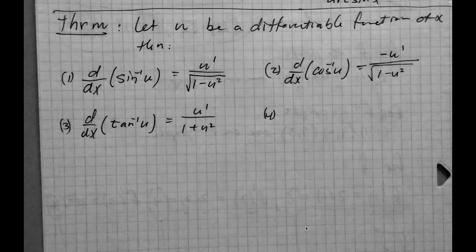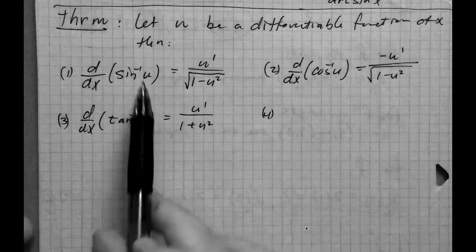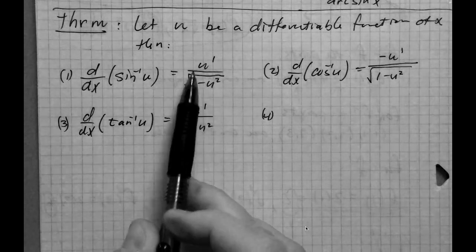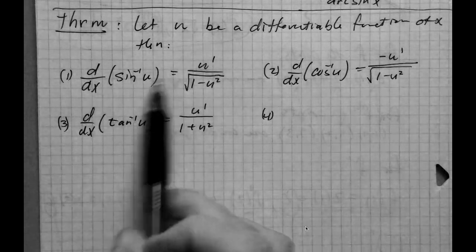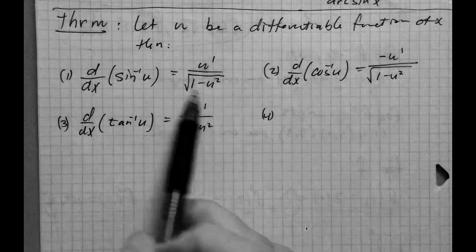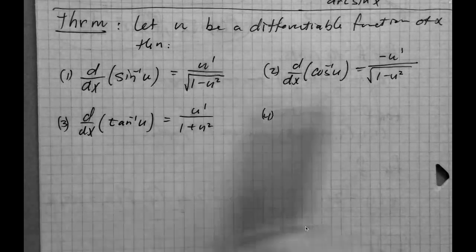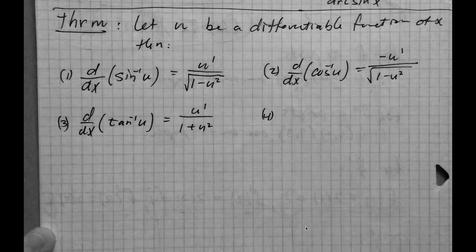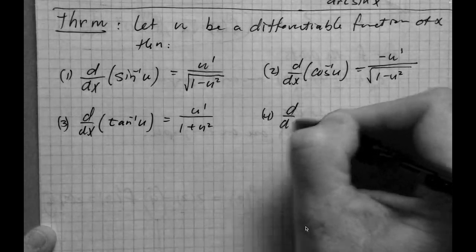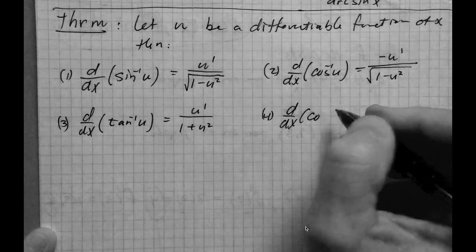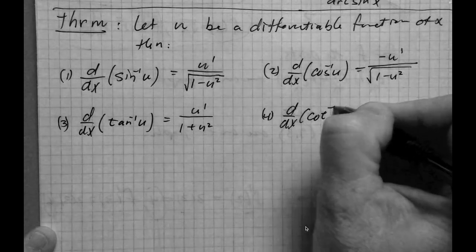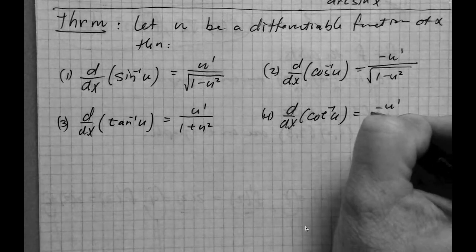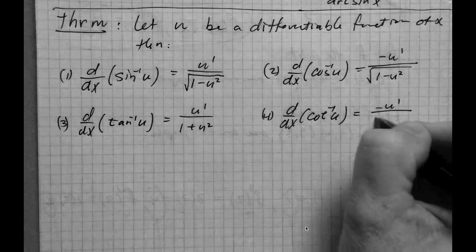So these can have wildly different forms, but given the inverse sine of u, arc sine of u, this is the form it takes. You've got to figure out what u prime is, and you've got to square u and plug everything in here. But this is the form that these inverse trig functions have. d dx of arc cotangent, inverse cotangent, that's negative u prime over 1 plus u squared.